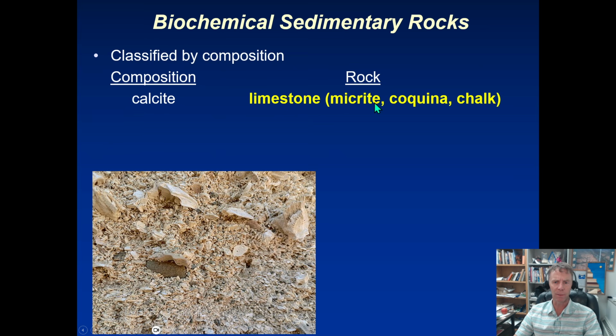There's many different types of limestone, but we learned just micrite, coquina, and chalk. Chalk is kind of a white powdery rock. Coquina, what the photo is here, is made out of shells and shell fragments, usually in an offshore reef environment, somewhat near the coast.